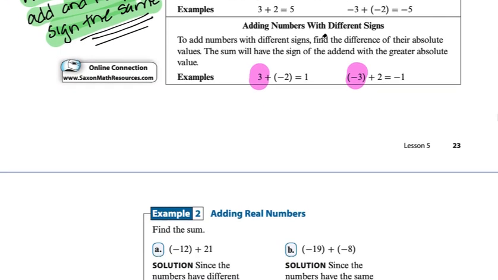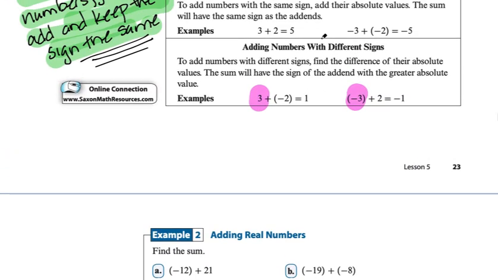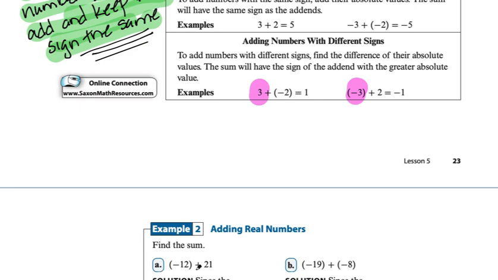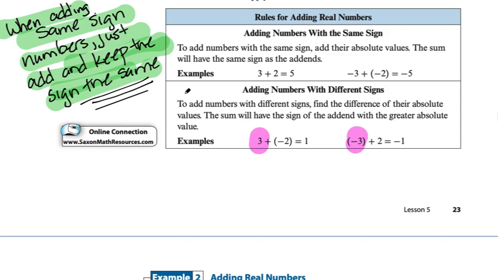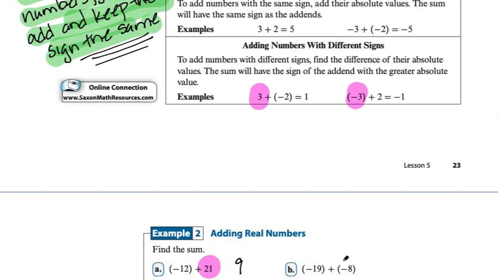All right, so with that, let's talk about example 2. In example 2, we're adding two numbers with different signs. We know that the answer is going to be positive here. We're going to subtract, and our answer is going to be a positive 9 because 21 minus 12 is 9. Over here, -19 and a -8, since both signs are the same. Remember, when both signs are the same, we're just going to add and keep the sign the same. So we're going to end up with a -27.